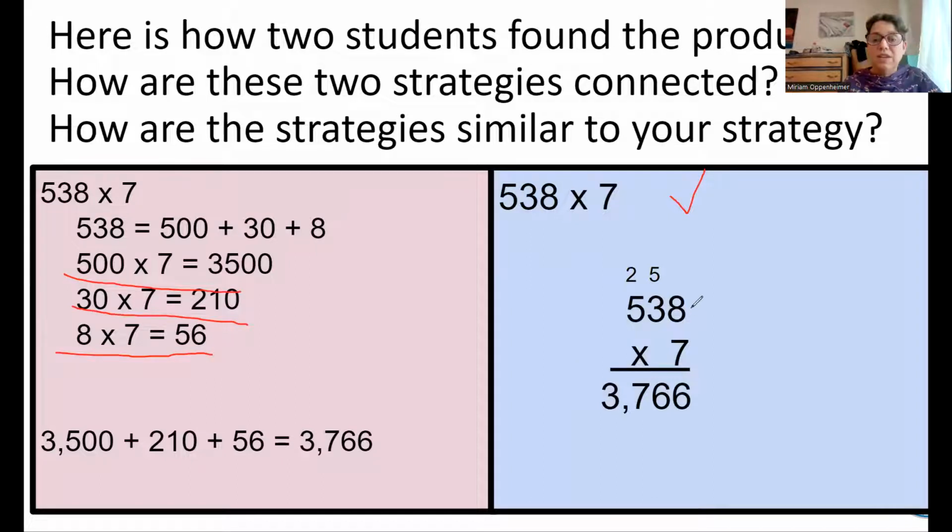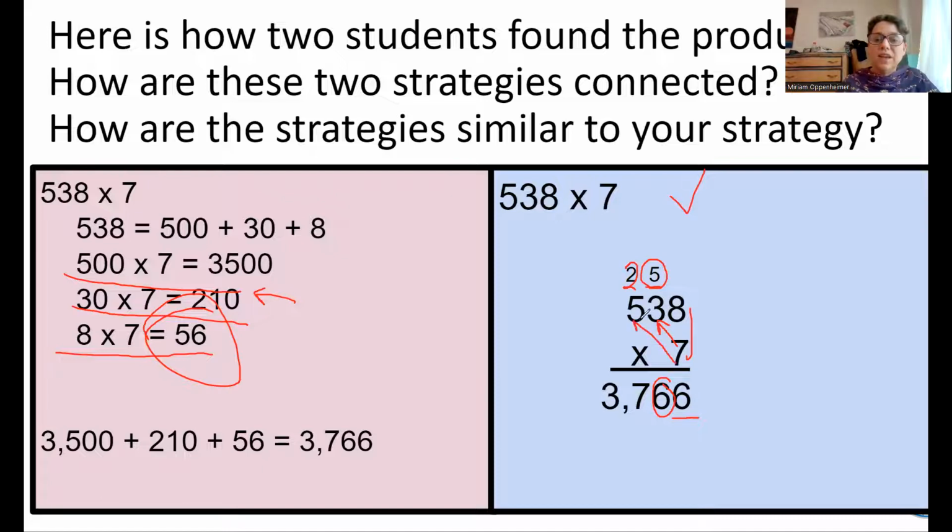But this is my strategy, right? 7 times 8 is 56. See, 7 times 8 is 56. Here's the 5 and here's the 6. 7 times 3 is 21, just like over here. So I put 7 times 3 is 21 plus 5, 22, 23, 24, 25, 26. We put the 6 here and the little 2 up here for 26.